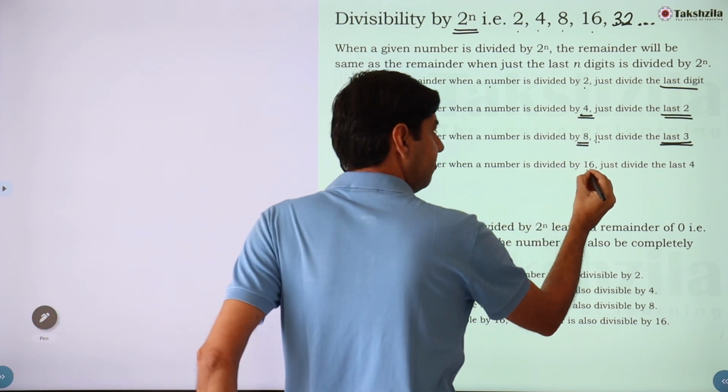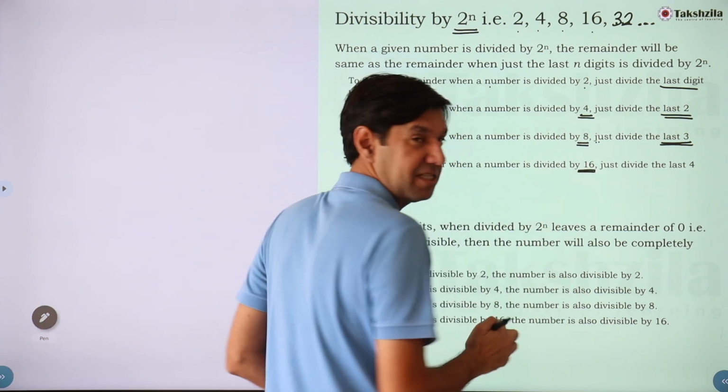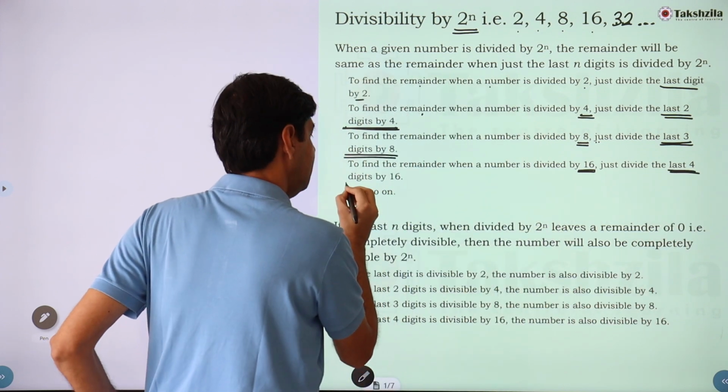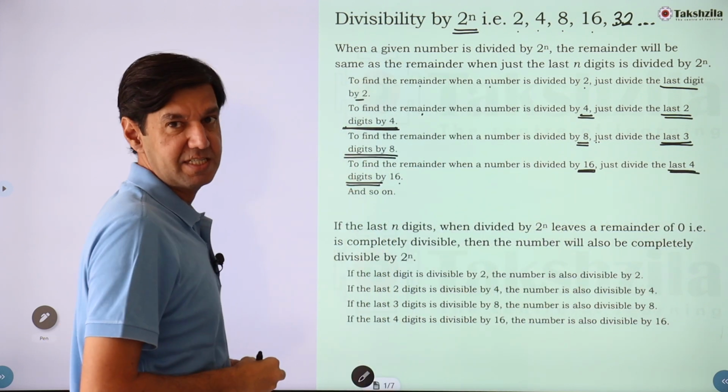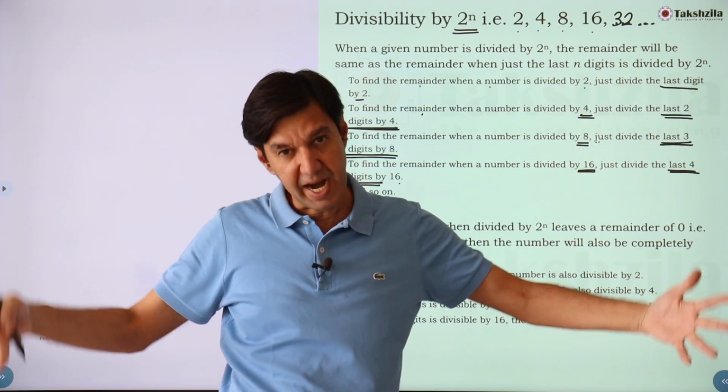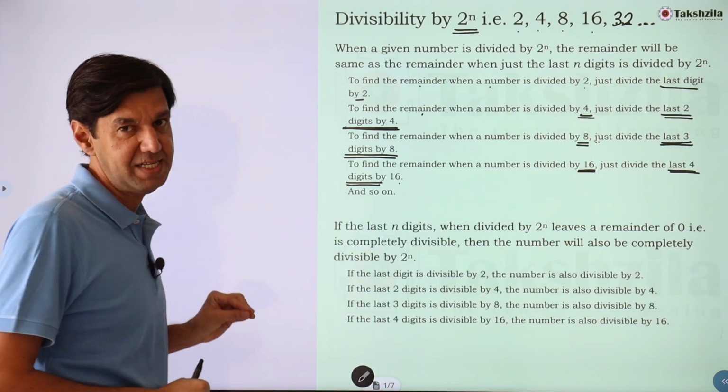You want to check the remainder when divided by 16. Ignore the big number. Focus only on the last 4 digits, and divide that by 16. Whatever is the remainder is going to be the same as the remainder when the entire number was divided by 16.